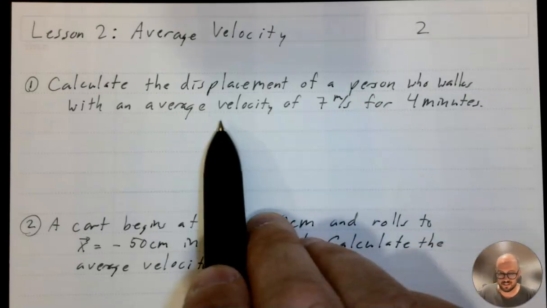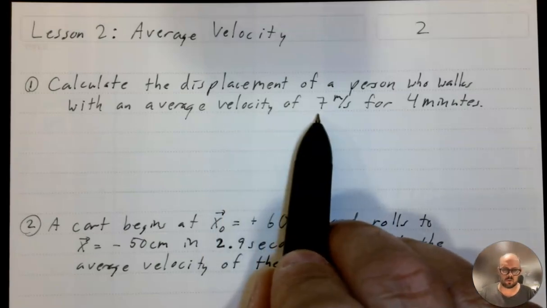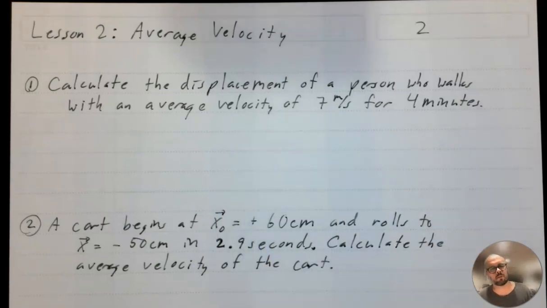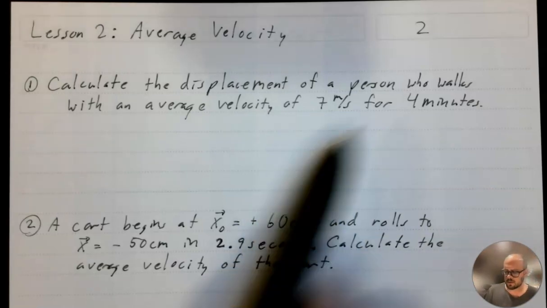when we have something that is a vector, if the number doesn't have a sign, we assume it's a positive number, and that positive implies the direction. We would need to see a negative sign for it to be the other direction. So we assume positive direction unless we see the negative sign. So this is a velocity of positive 7 meters per second for 4 minutes.